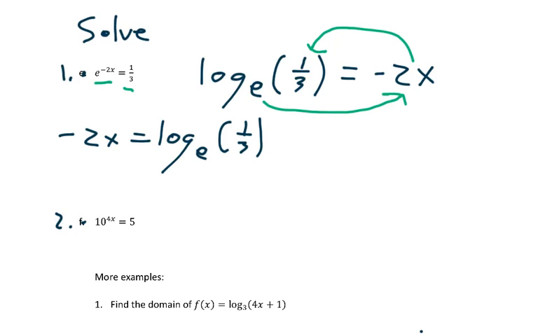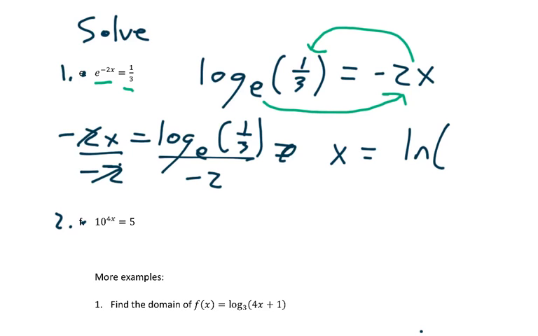So how do we get x? Well, that's easy. You just divide both sides by negative 2. And again, log base e is actually natural log. So we have x is natural log of 1 over 3 over minus 2. Even though I wrote log base e, that's okay because we're doing a logarithmic roll.